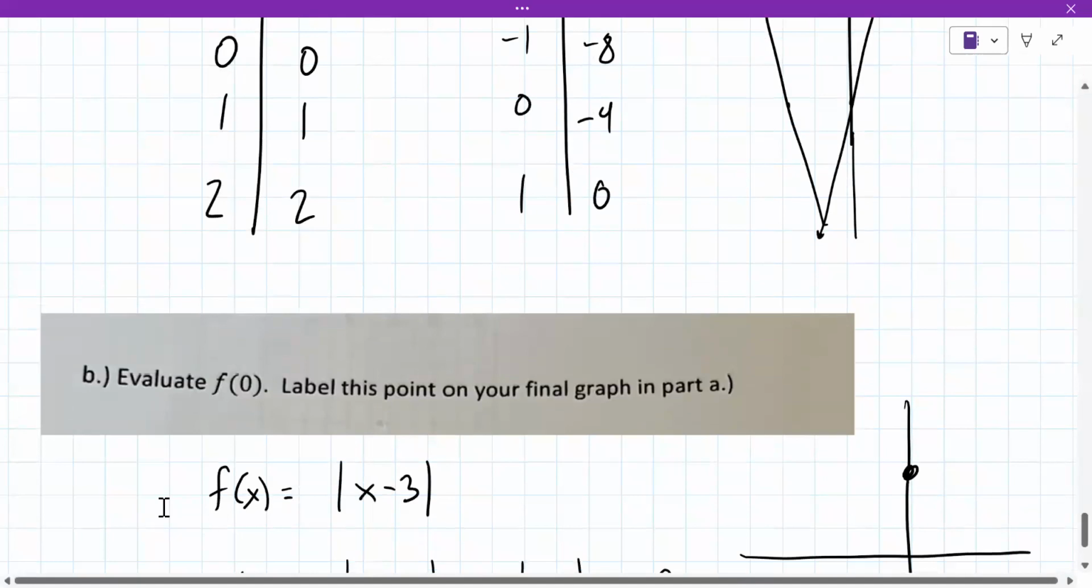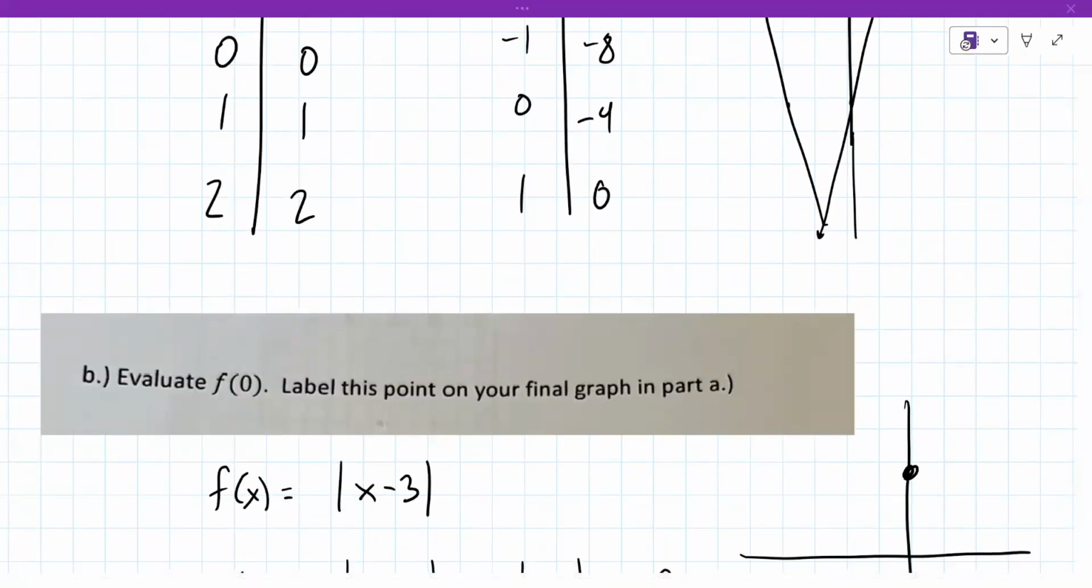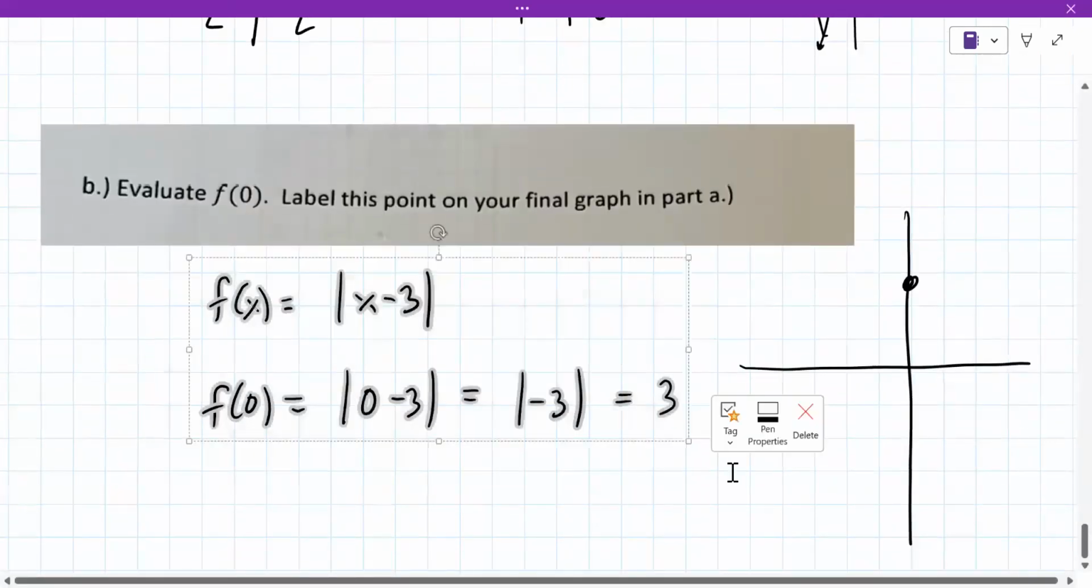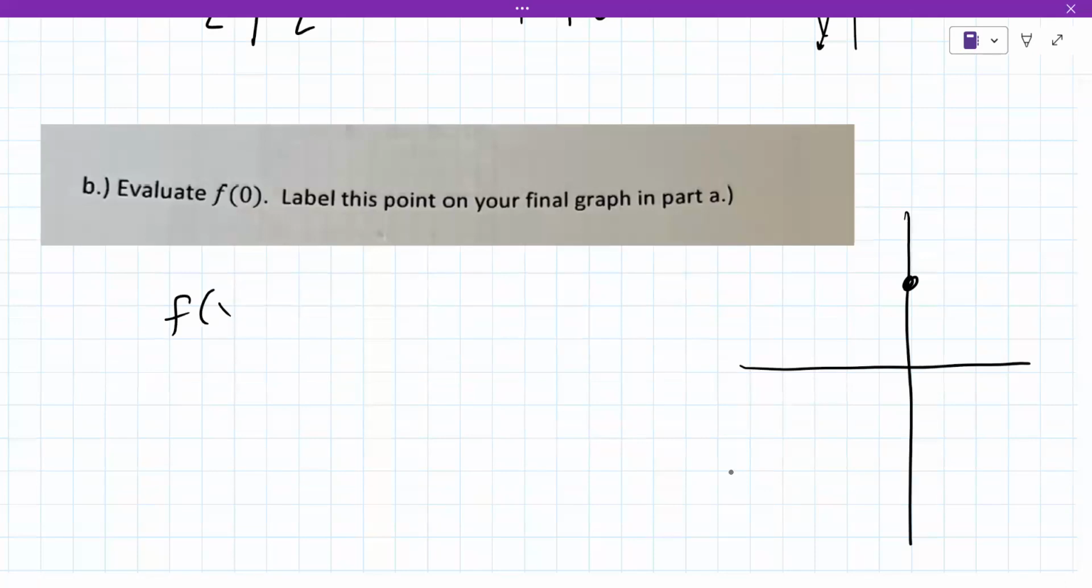Oh, I'm doing the wrong problem. I grabbed a snip from the other page. Hey, that's not right. 4x.